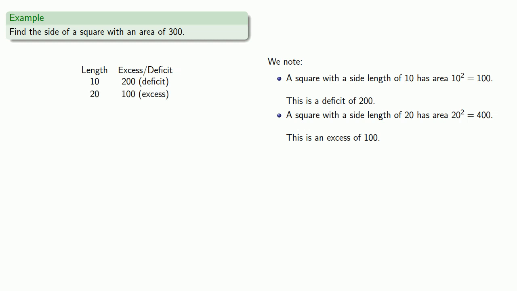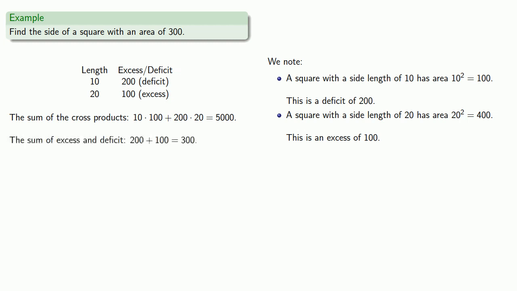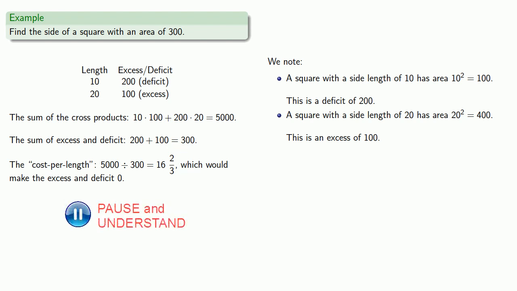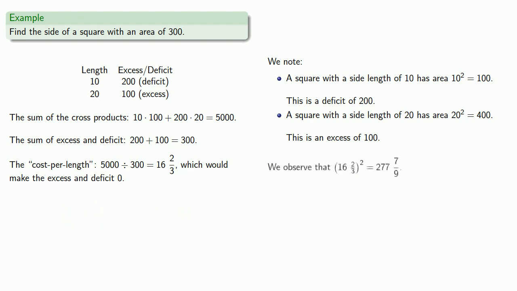We find the sum of the cross products. We find the sum of the excess and deficit, and our cost per length, that quotient, 5,000 divided by 300, is going to be what makes the excess and deficit equal to 0. Well, not quite. We do observe that our result, 16 2/3 squared, is 277 7/9, which is not quite 300. But we can get a better answer by being closer to the actual values.